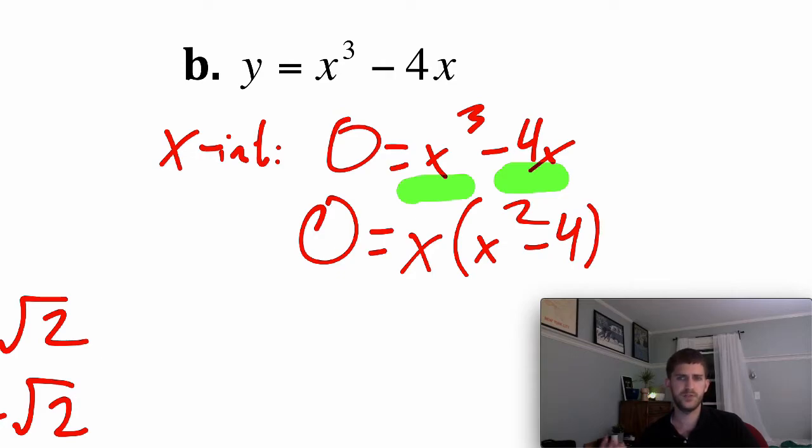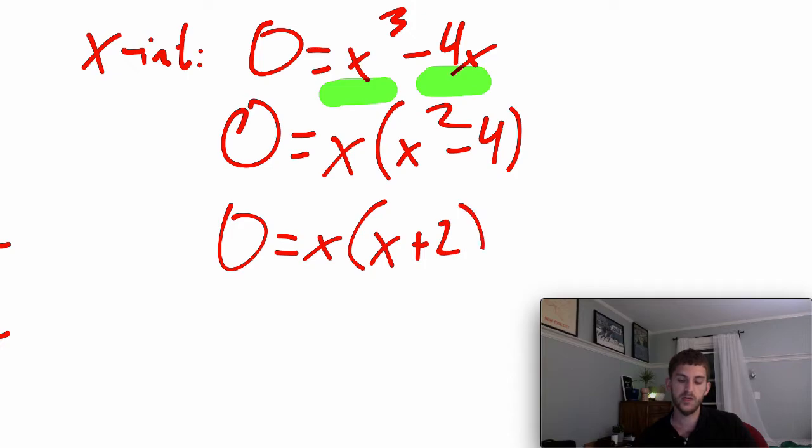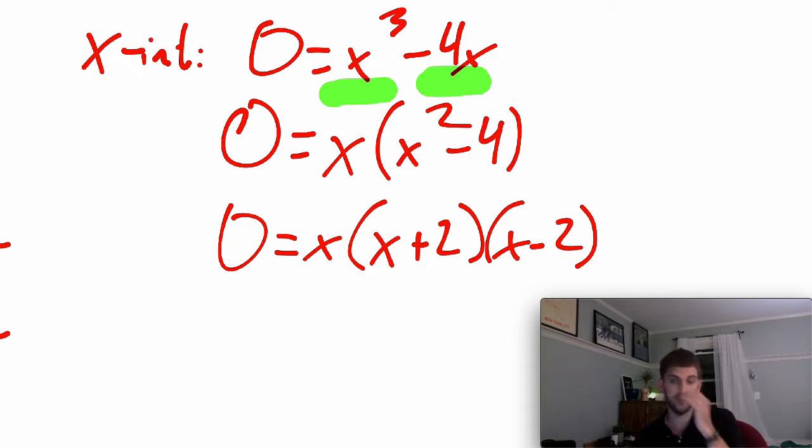Okay, so what? We can actually factor some more. We've got 0 equals x times x squared minus 4. You might recognize that as a difference of squares. That'll break down into x plus 2 times x minus 2. That's the difference of squares. Remember, that's the pattern we've looked at in the past, back in algebra 2 and algebra 1. Probably not geometry, but definitely those previous classes.